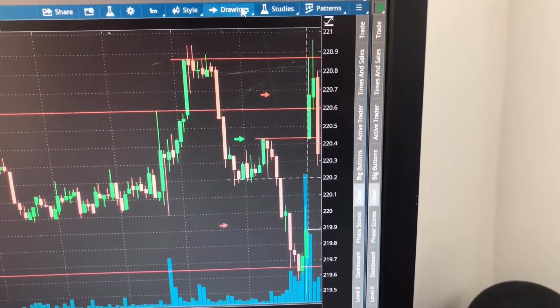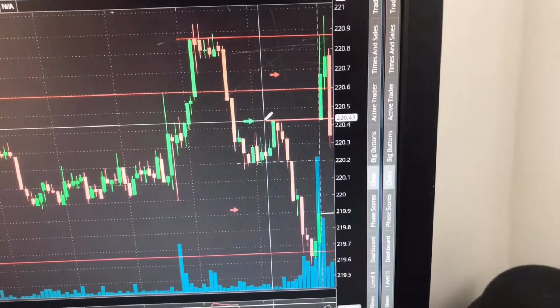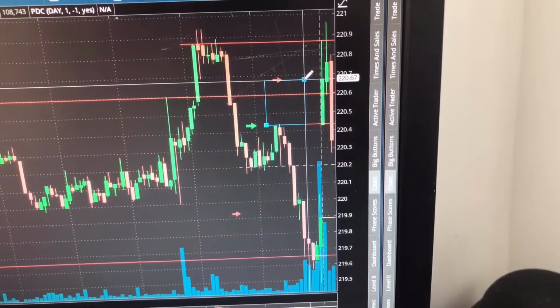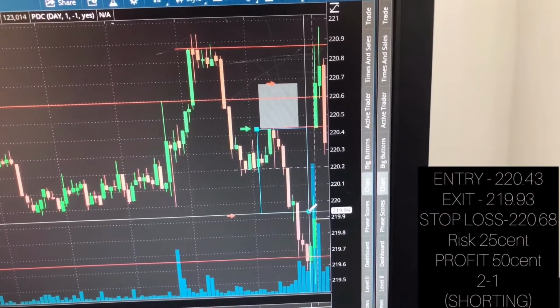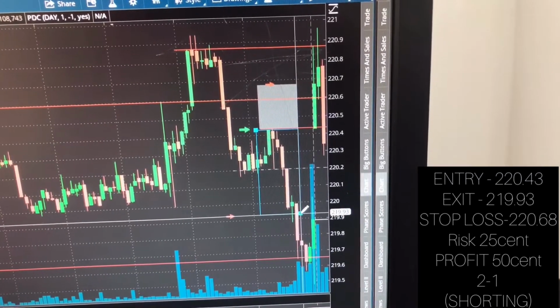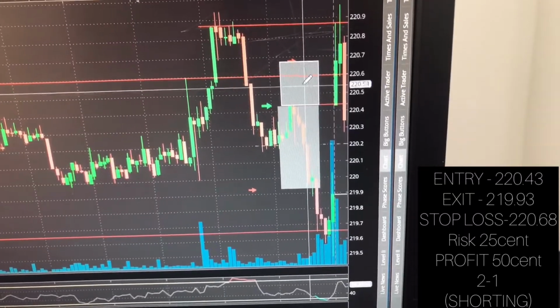So let me show you guys. Let me put an arrow, and let me put a box. So we enter right here. Potential for loss, and this is the potential for profit. As you can see, the potential for profit is way more than the loss. So the potential for profit is at least 2 times that risk, this risk box up here.